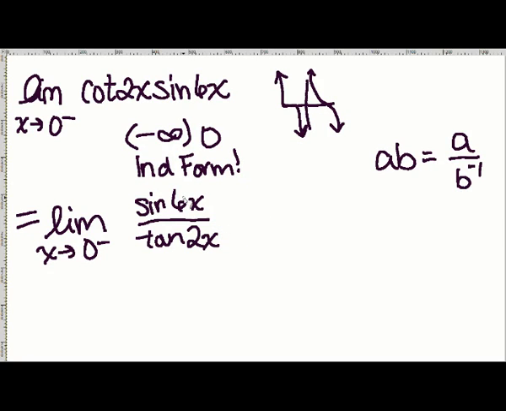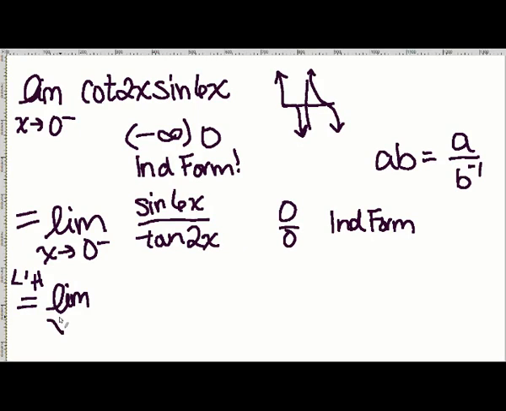And sine of 0 is 0, tan of 0 is 0. This is a 0 over 0 indeterminate form. So now I'm free to apply L'Hopital's rule. Remember, L'Hopital's rule only makes sense for 0 over 0 or infinity over infinity indeterminate forms.